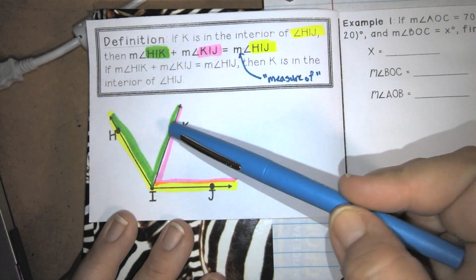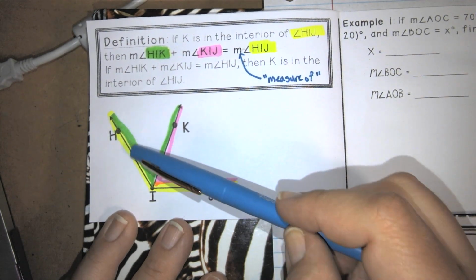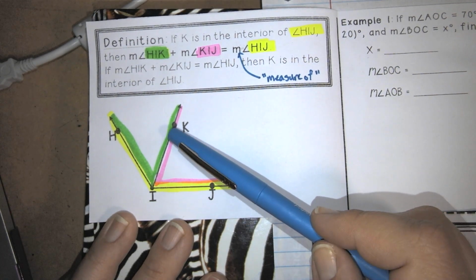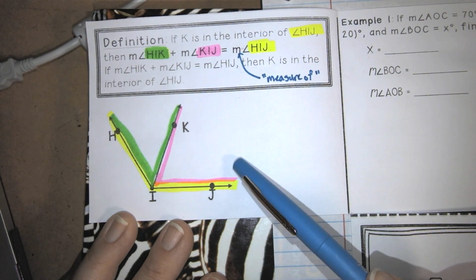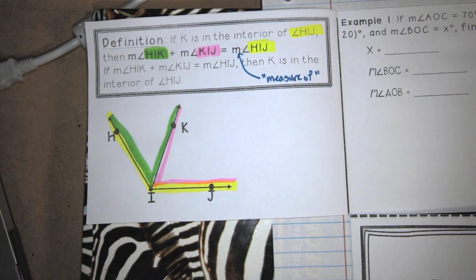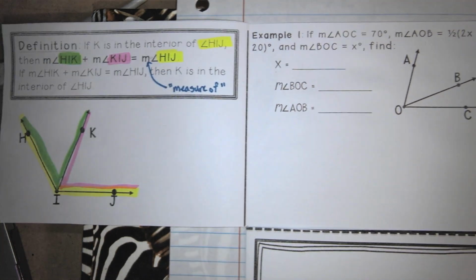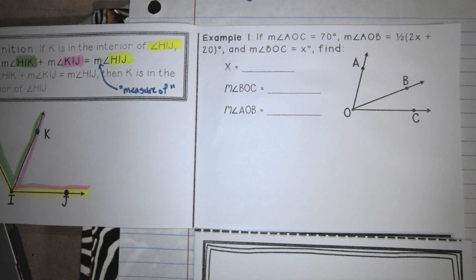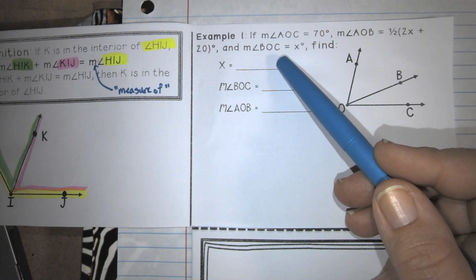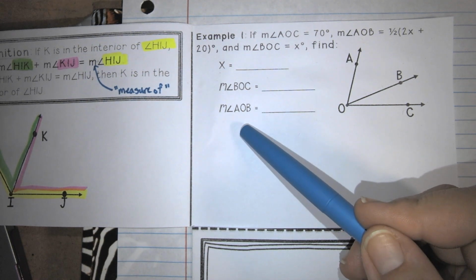If K is a point somewhere in the interior, or inside the angle HIJ, then you can divide it up into HIK and KIJ, and these two smaller angles add up to be this whole angle. That's what the postulate tells us. What that helps us with is doing an example like example number 1 here. It says if the measure of AOC equals 70 degrees and the measure of angle AOB equals 1/2 (2x plus 20) degrees, and the measure of angle BOC equals x degrees, find x, find the measure of angle BOC, and find the measure of angle AOB.